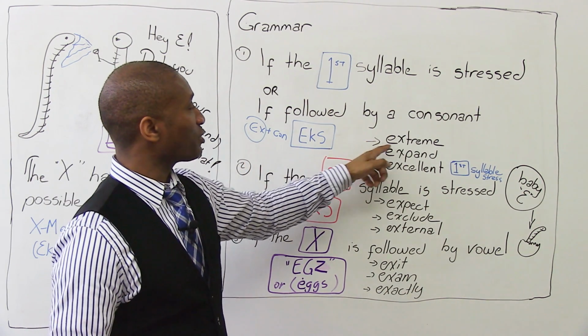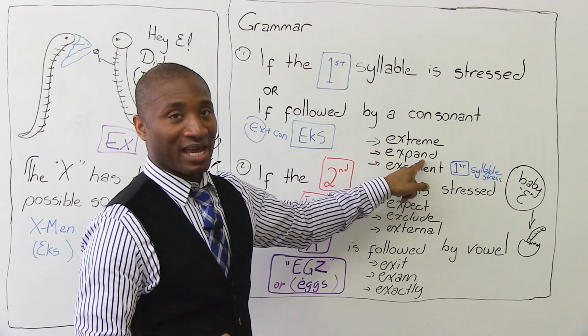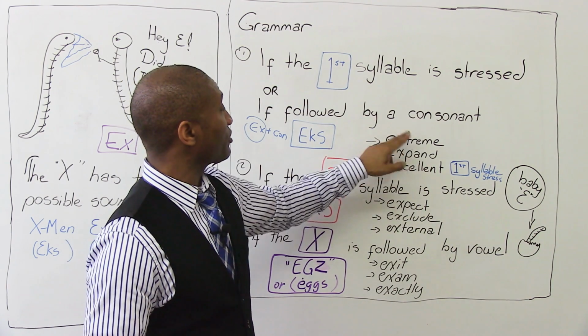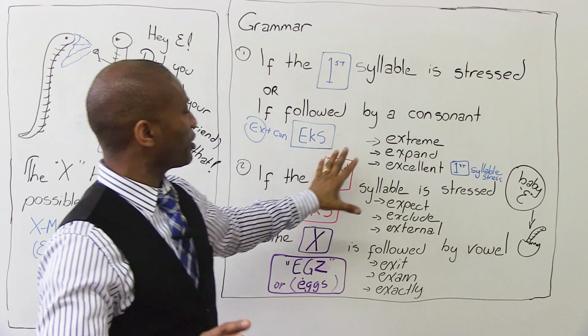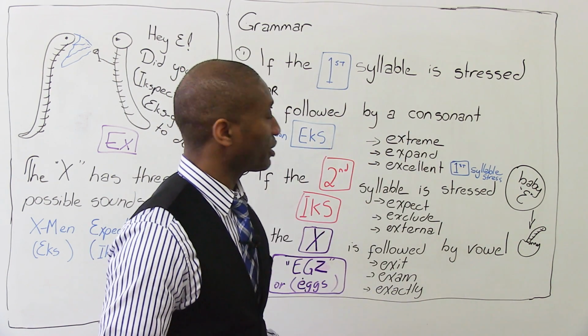So in the first 2 cases, we have extreme and expand, okay? So we're looking at, there's a consonant here, all right? And, we're not talking about the stress in the syllable here, we're just talking about the fact there's a consonant following.